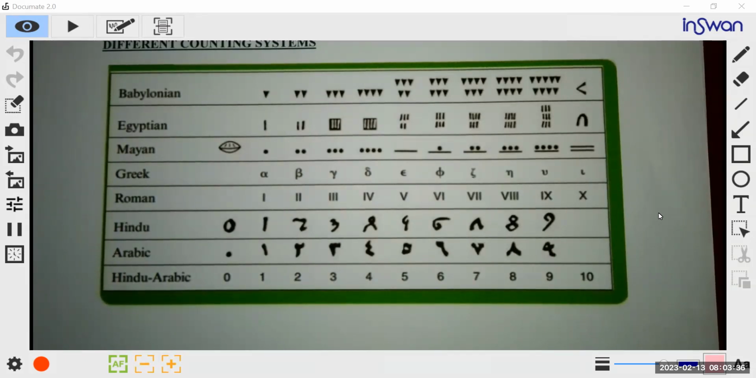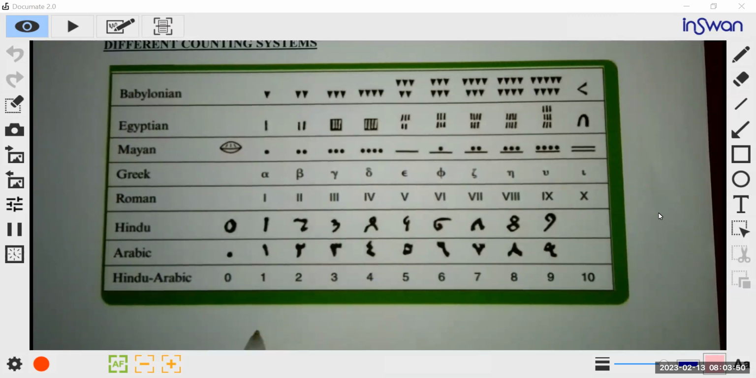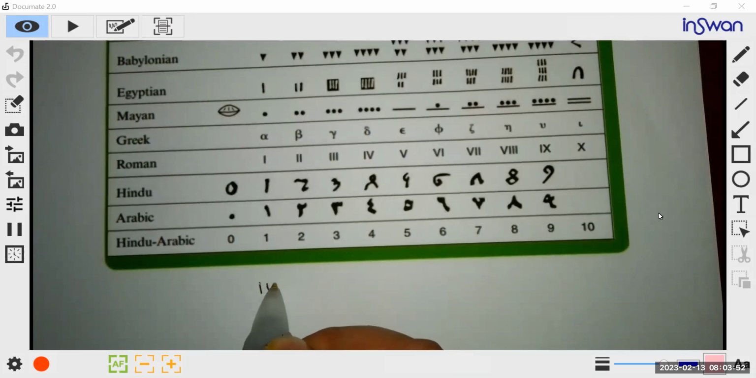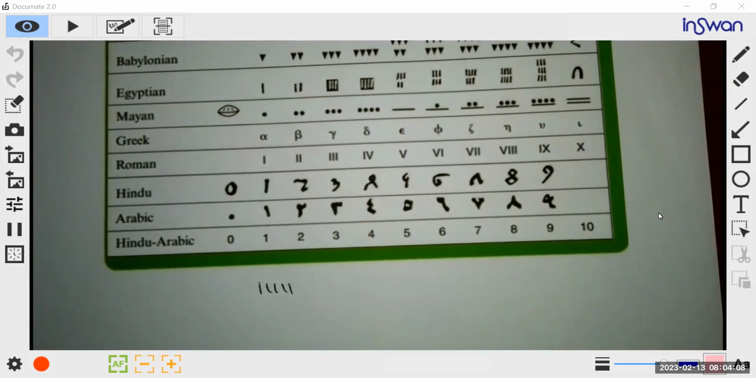Because again, they needed it for commerce. How many sheep and how many goats am I trading? So this is where it all came about. And it all started with tally marks, just making notches of how many you have. Well, again, that wasn't too structured, because what if you had 100 or 200 or 300? Then you have to count each one of these hash marks, which is why we have these other systems.